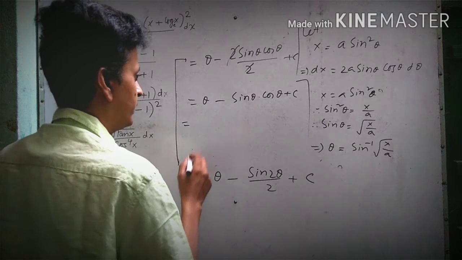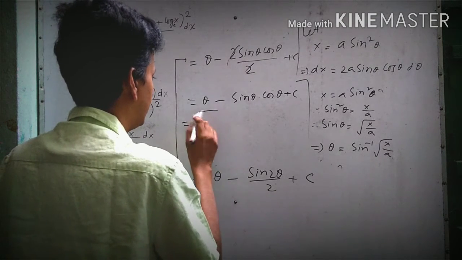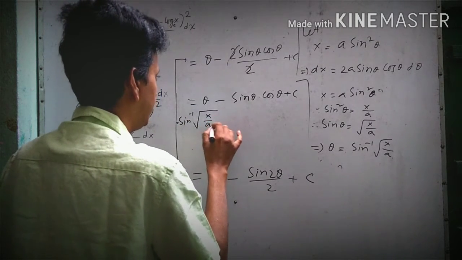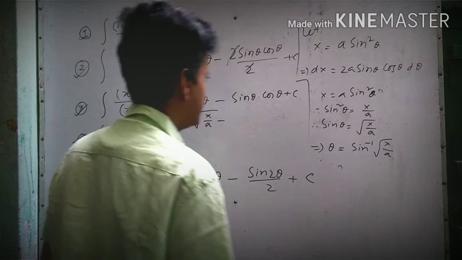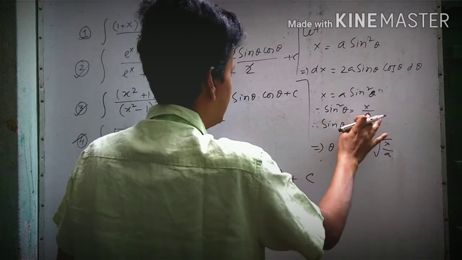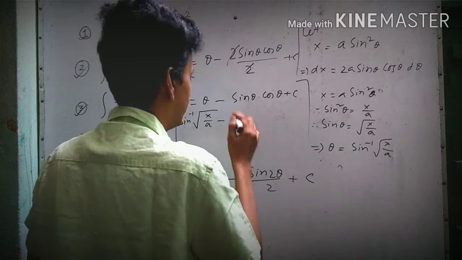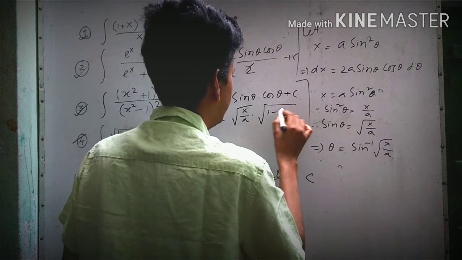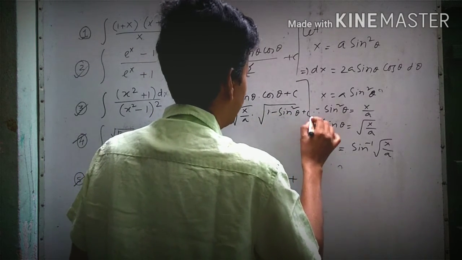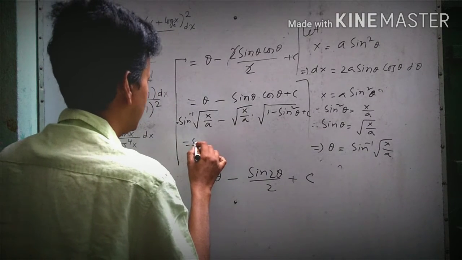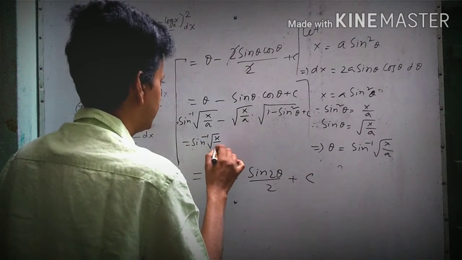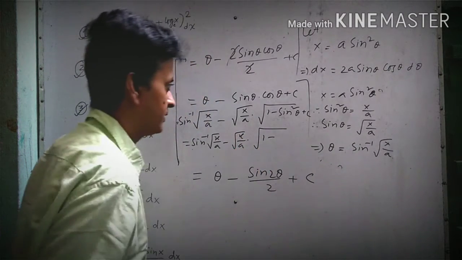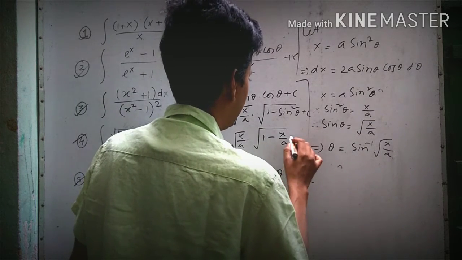So here we can put the value of theta, that is sin inverse root over of x by a minus, here sin square theta equal to x by a, that is sin theta equal to root over of x by a. So root over of x by a and cos theta means root over of 1 minus sin square theta plus c. Therefore we get sin inverse root over of x by a minus root over of x by a into root over of 1 minus x by a plus c.